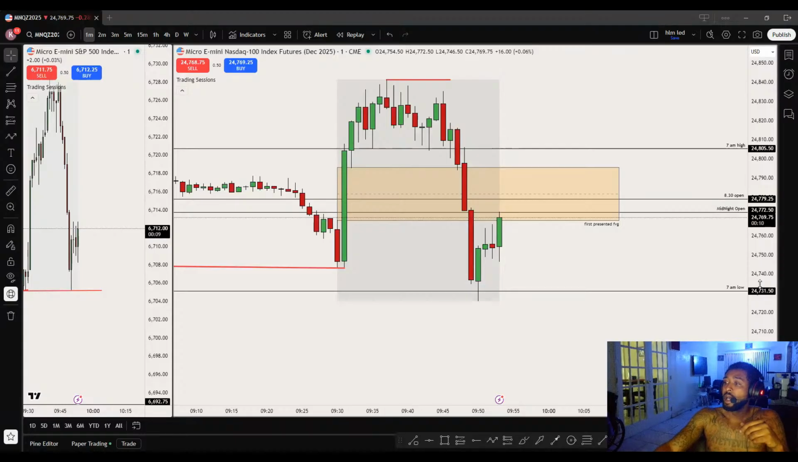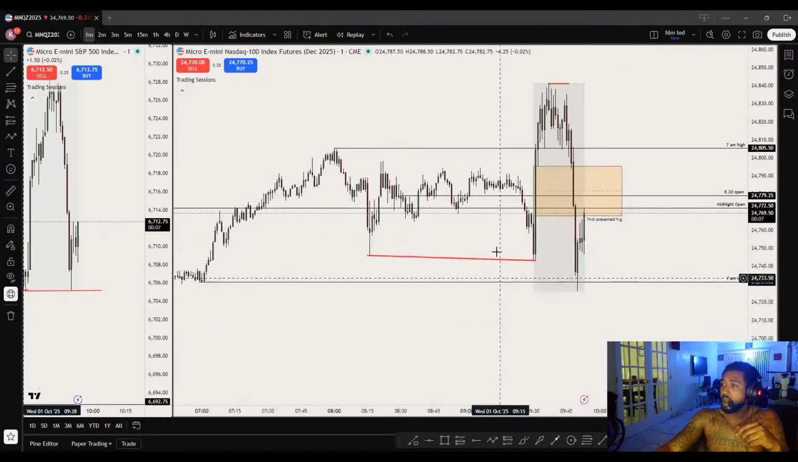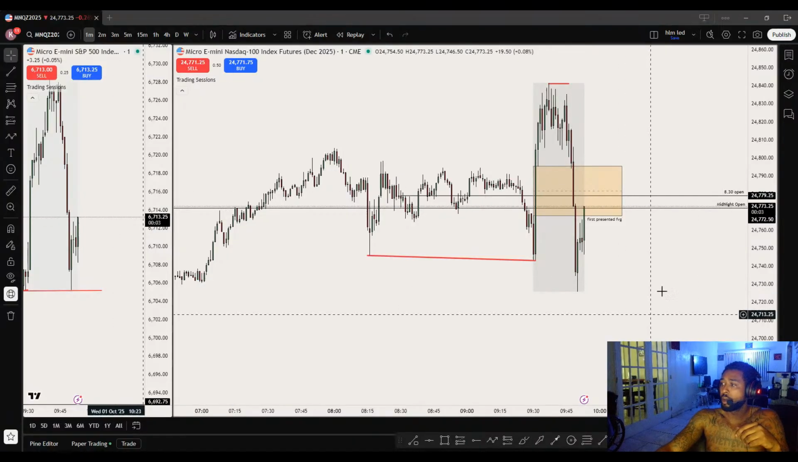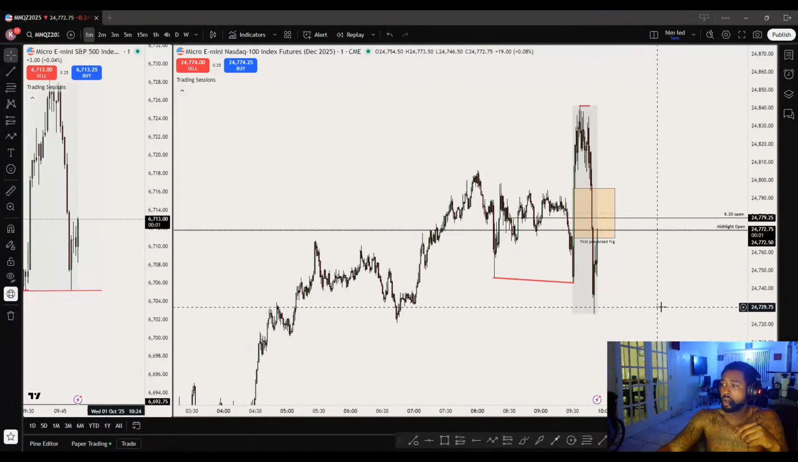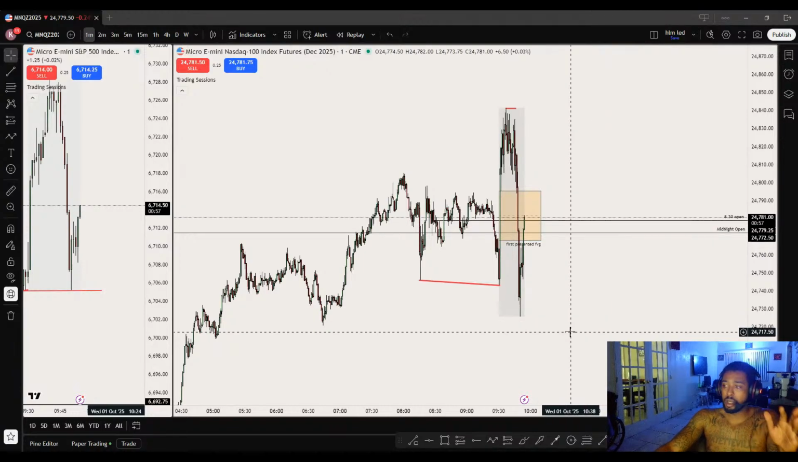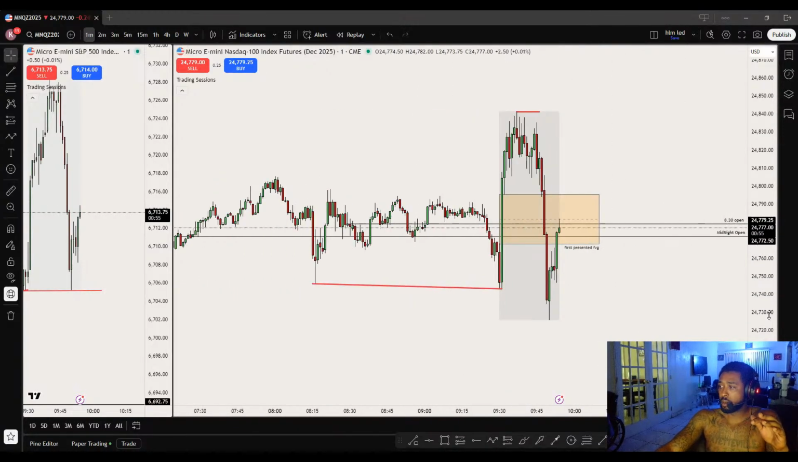So you see how it's yet again returning back. Let me delete this down. It's returning back to this opening price. You see how it's constantly returning back to the opening price. Constantly. That's a sign of low probability.